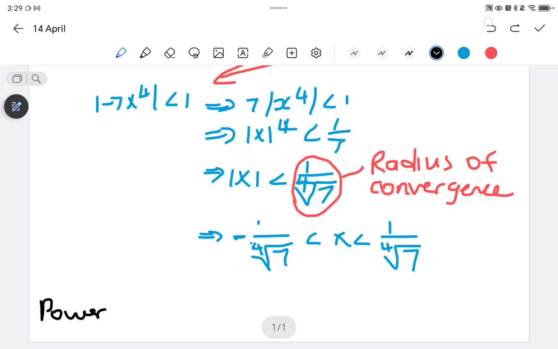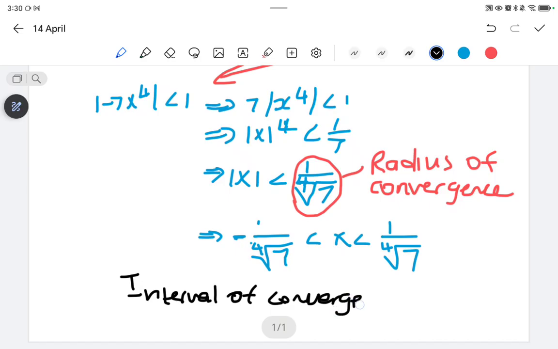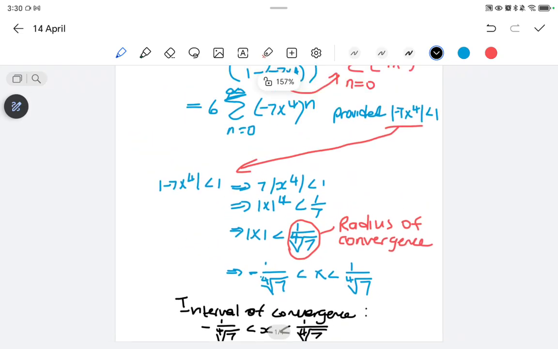Maria, let me just underline them. Then I can say that the interval of convergence will be, you see, that is the interval of convergence. Then we are good to go.